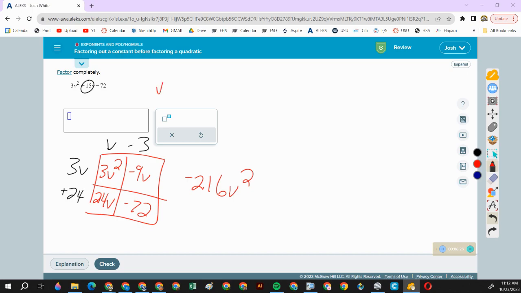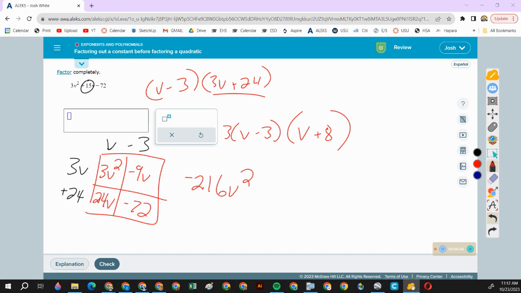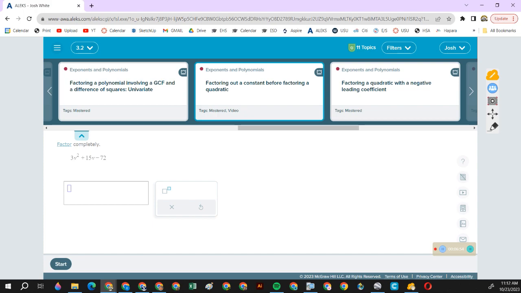So, v minus 3 and 3v plus 24, but notice I can take a 3 out of that. So 3 times v minus 3 times v plus 8. So I could have taken a 3 out of the beginning, but I wasn't paying attention. Okay, next.